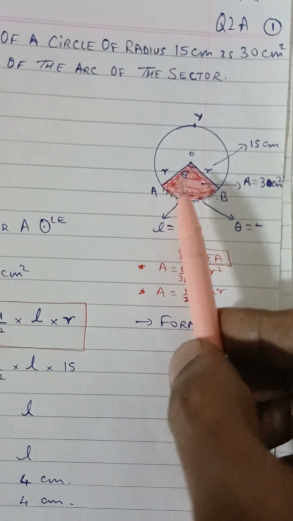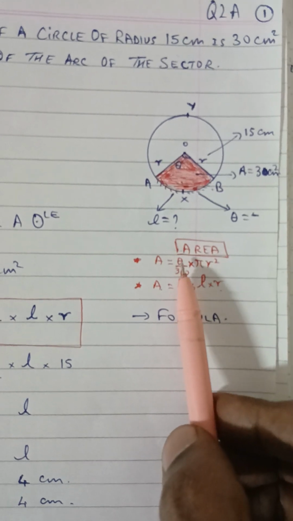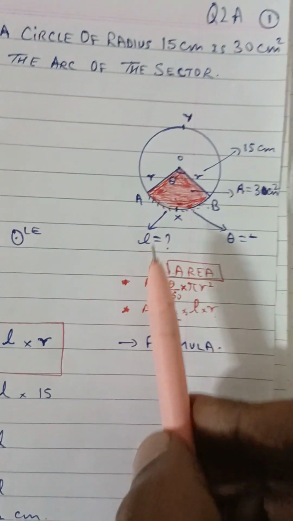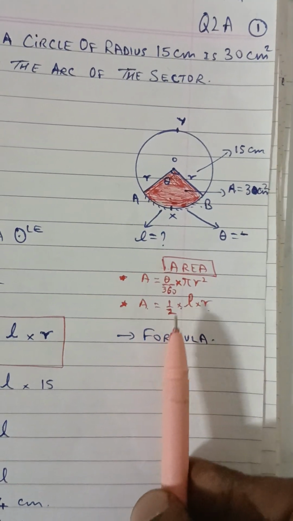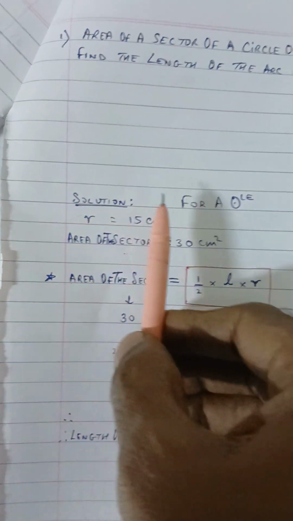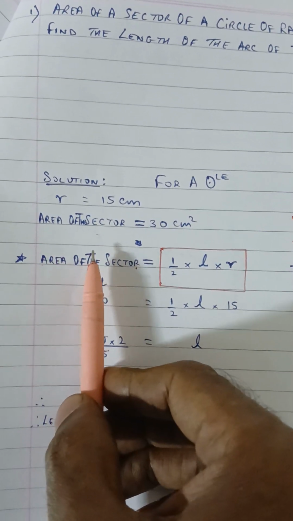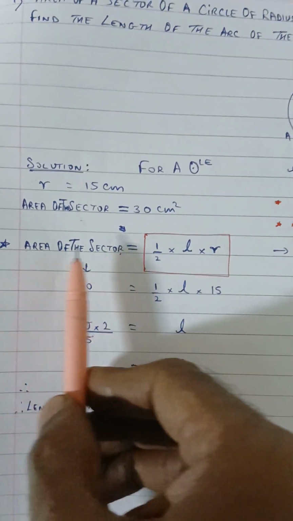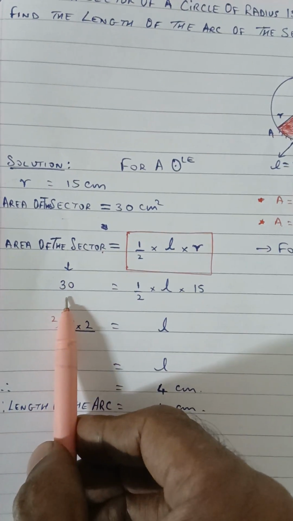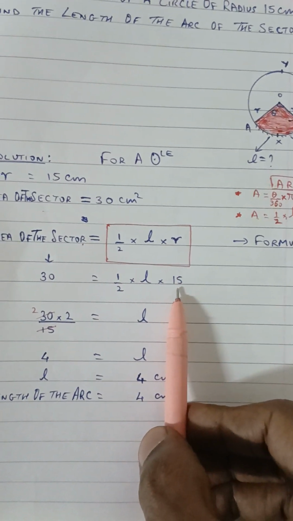Now for area of sector, that is O AXB, the formula is theta upon 360 into pi r square if theta is given. If theta is not given, length is given, then area is half into length into r, that is radius. Solution for a circle, radius is 15 given, area of sector is 30 centimeter square. Area of the sector is what? Half into length into r. Area of sector is 30, which is equal to half into length into radius 15.